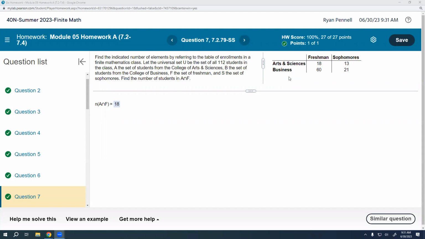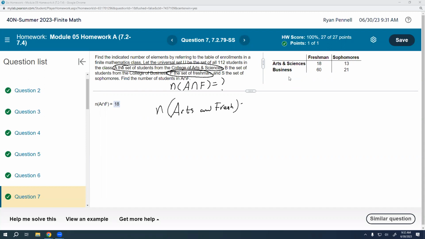Find the number of students in A intersect F. Okay, A intersect F. That's what we're looking for. What is A? A is the set College of Arts and Sciences. What is the set F? F is the set of freshmen. So we want arts and freshmen. That's what we're looking for.